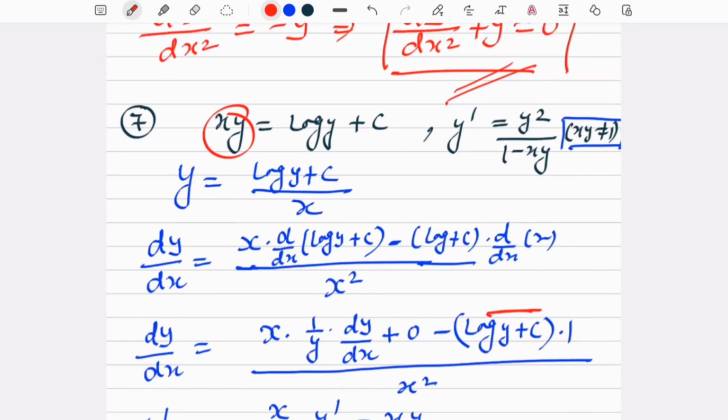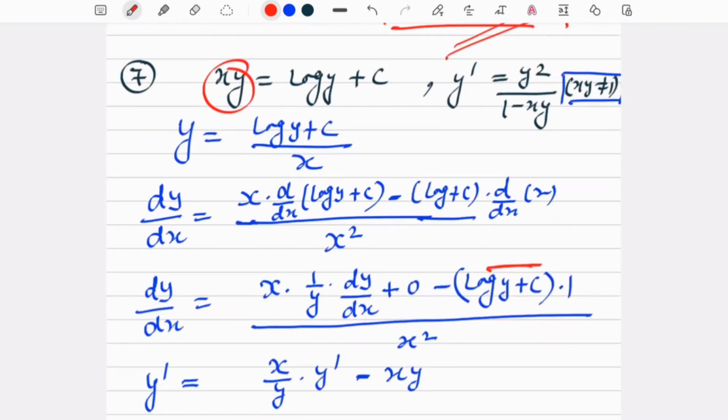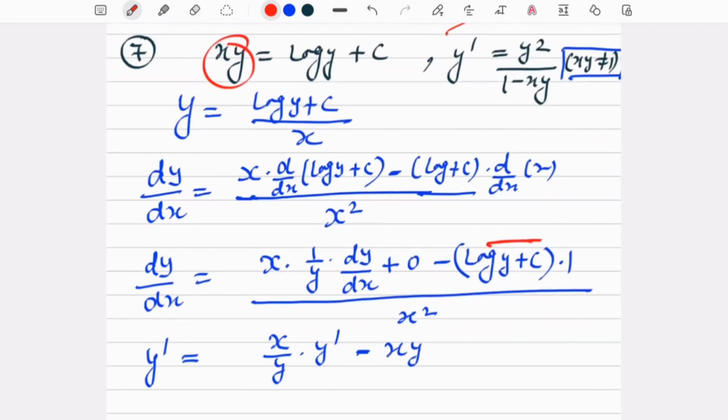There is nothing like logarithm. So what I am actually doing is that c is a constant, so we can write it separately also. So what I am doing is that logarithm y plus c is equal to xy. So I am just substituting it to eliminate log and c. Are you getting it, sir? Why I am substituting? Yes, sir. Got it.